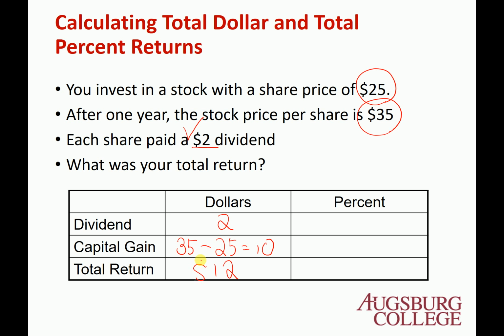That's the total dollar return. How about percentage? The dividend is $2 and you invested $25, which is 8%. The second factor is the capital gain of $10 divided by the $25 you invested, which is 40%. So the total is 2 plus 10, a total return of 12, divided by 25, which is 48%. So that's how to calculate the return.